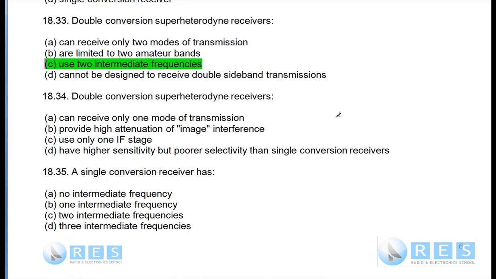1834, a double conversion superheterodyne receiver can receive only one mode. No, provide a high attenuation of image interference. Double conversion receivers do that because their first IF is a high frequency, typically 10.7 or 16 megahertz. All of those IF frequencies are guarded. No one is allowed to transmit on them, because they'd interfere with all receivers that had that IF frequency. 1835, a single conversion receiver has 1 intermediate frequency.